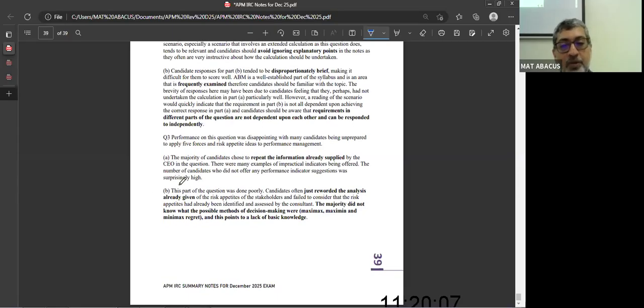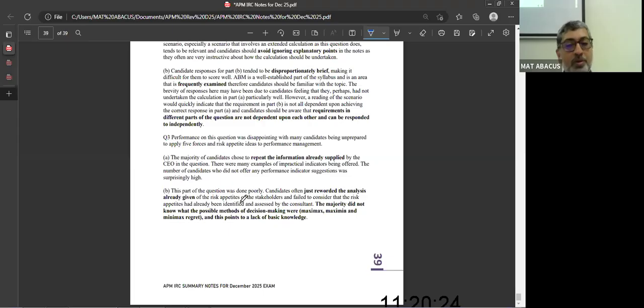And in Part B, this part of the question was done poorly. Candidates often just reworded the analysis already given of the risk appetites of the stakeholders and failed to consider that the risk appetites had already been identified and assessed. So you're repeating what the examiner has given.